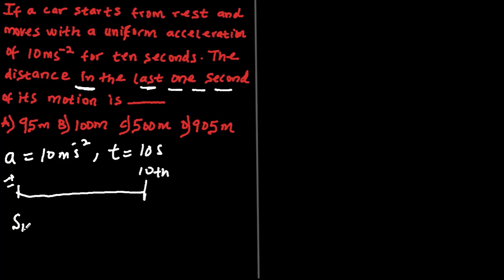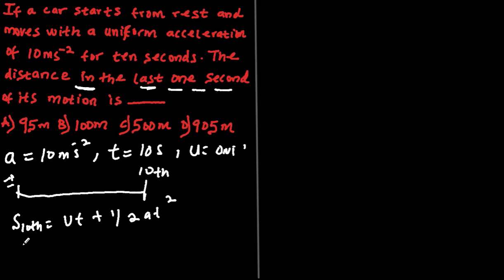So let's look for distance in the 10 seconds. So we say ut plus half at squared, right? Because it starts from rest. So u is equal to 0, right? I didn't tell you about that. It should come up. If it starts from rest, u equals 0.